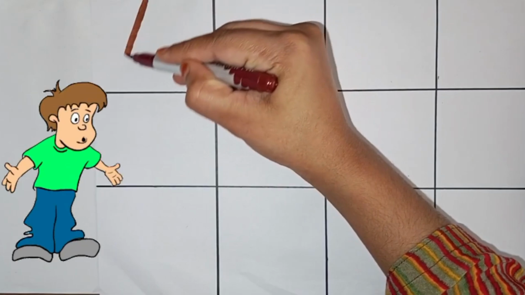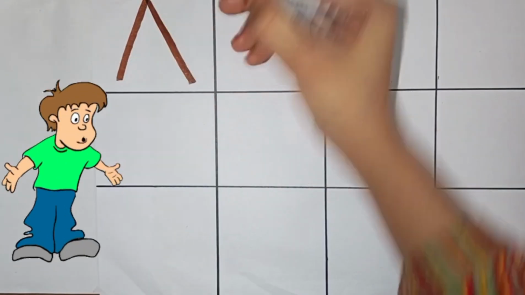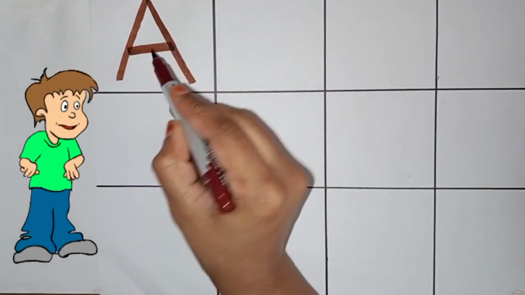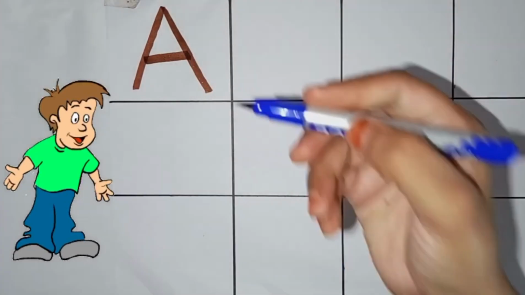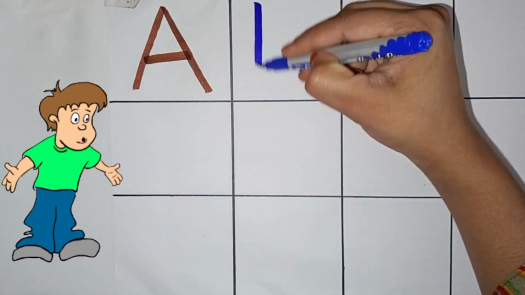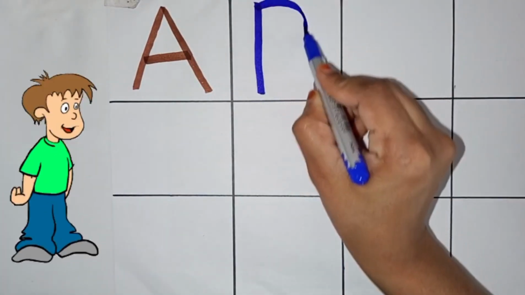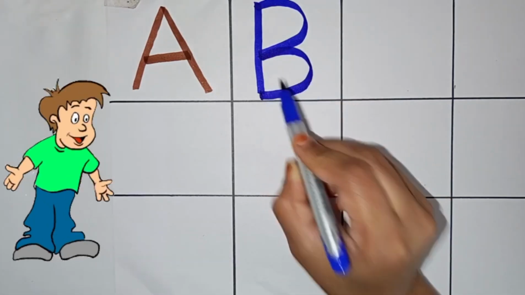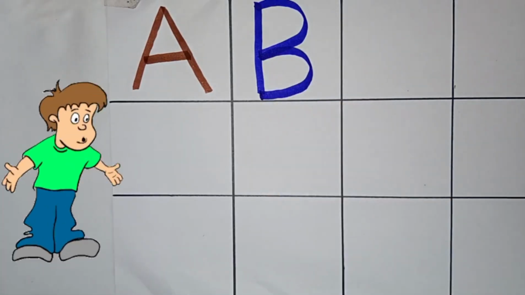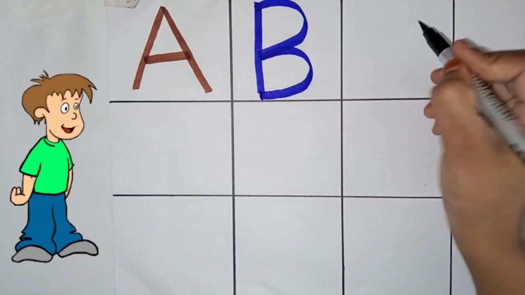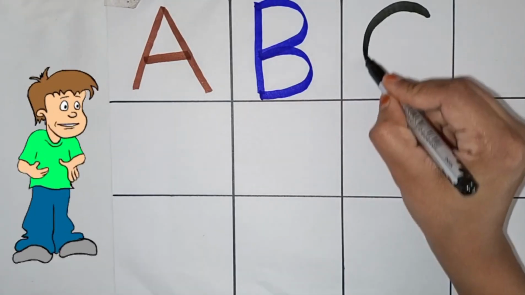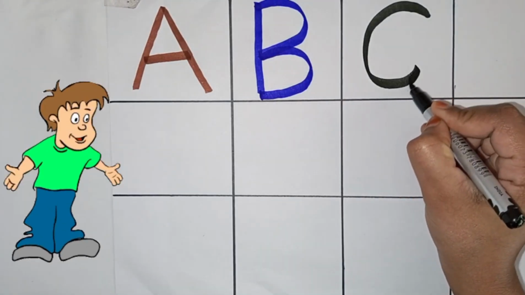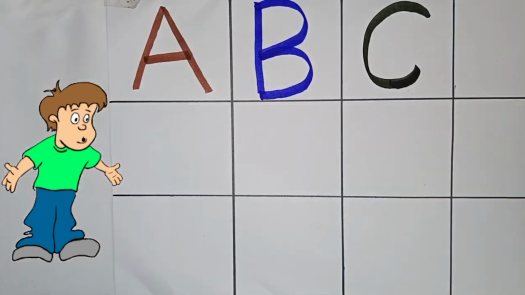Color. A for apple. Blue color. B for bat. Black color. C for car.